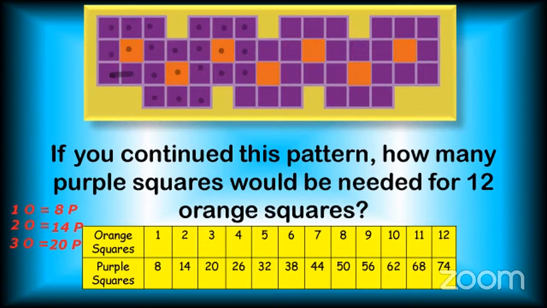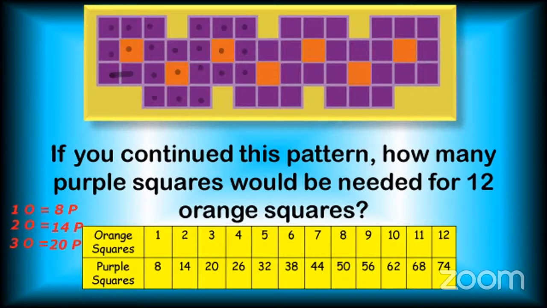We have 1 orange square to 8 purple squares, 2 orange squares to 14 purple squares. What do you see happening here? Shanika Omiel says we are counting by 6 each time. Natavia says I see a pattern. Each time you're adding 6. So 11 equals 68 and 12 equals 74.